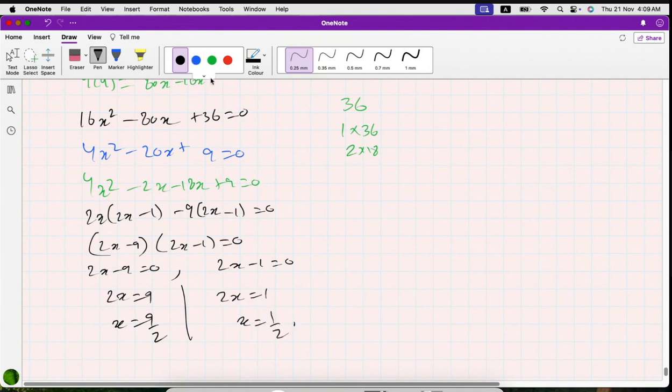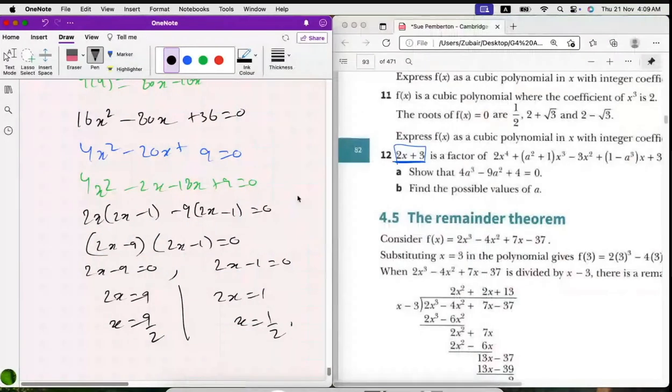Are these same or different with the marking scheme? Yeah. Okay.